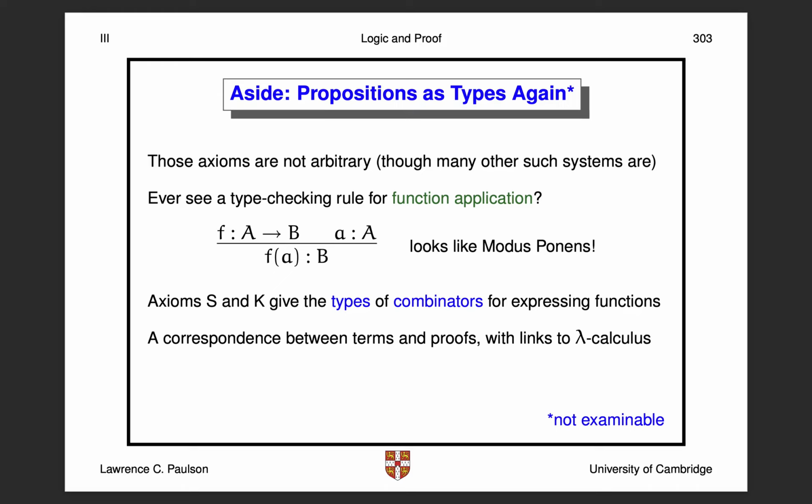In a similar vein, the axioms S and K turn out to correspond to some obscure things connected with the lambda calculus. They are called combinators, and the types of these combinators are as shown on the first slide. So in fact, we get through this axiom system a correspondence between the theorems proved using the axioms and certain terms of the lambda calculus.